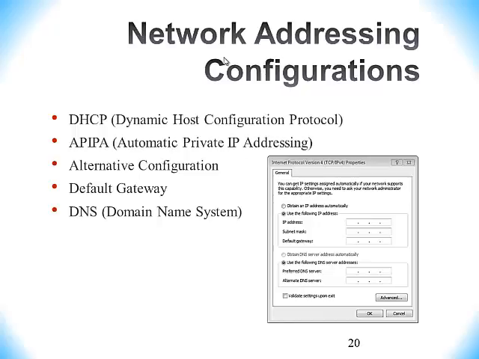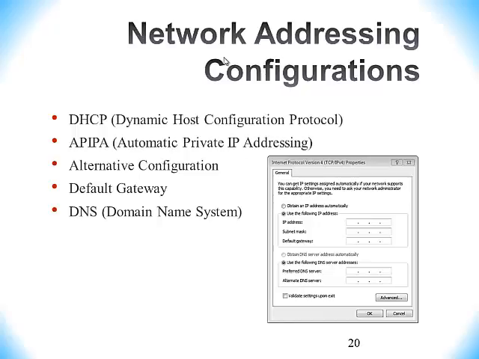DHCP server contains a pool of IP addresses. When a network device has been configured for DHCP and it boots, the device sends out a request for an IP address. A DHCP server responds to this request and issues an IP address to the network device. DHCP makes IP addressing easier and keeps network devices from being assigned duplicate addresses.